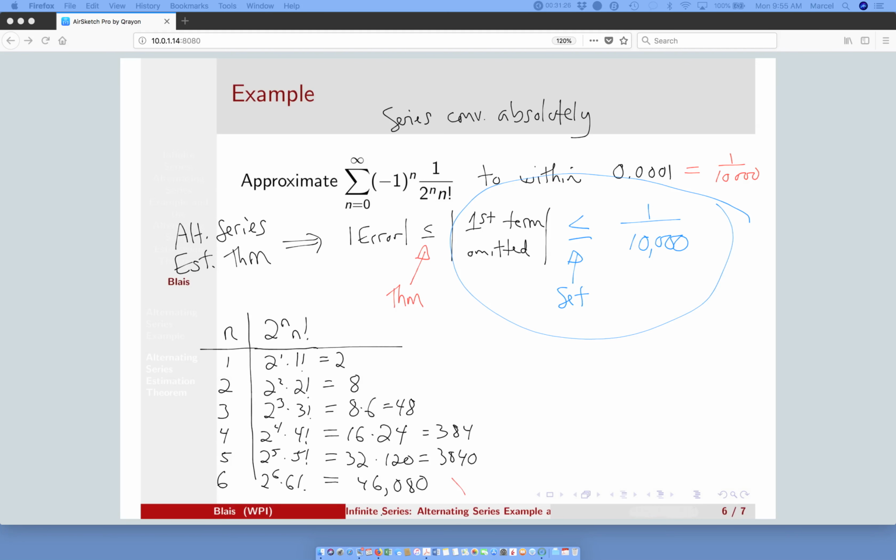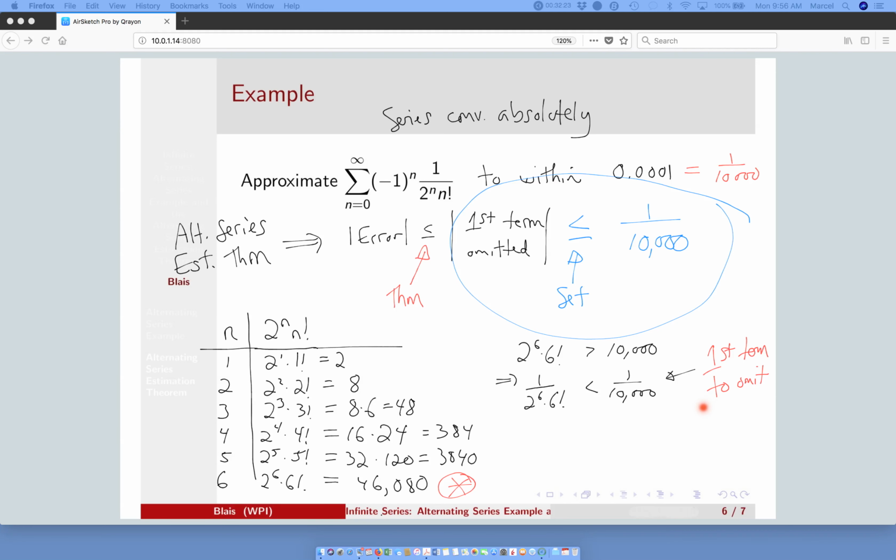But what we've noted is here, in the 6th term, we have 2 to the n times n factorial exceeding 10,000. So since 2 to the 6th times 6 factorial is bigger than 10,000, cross multiply, we have 1 over 2 to the 6th times 6 factorial is less than 1 over 10,000. So what we've found is this is the first term to omit. We could have, of course, chosen a later term. We could omit the 7th term, the 8th term as the first term to omit, and that would work as well. But this is kind of the cheapest way to do it.